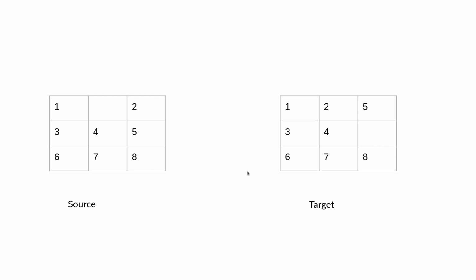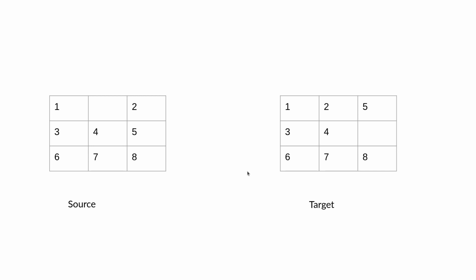So this is one example. If you see, this is the source and this is the target. One blank, this blank is known as a blank. 2 8 3 4 5 6 7 8 and 1 2 5 3 4 blank 6 7 8. So, saying this is the source and I need to go to the target, how will you go about that? You have three options. If you see, for this blank you cannot go up, right? Because there is no such way. You can go down, you can go left and right.